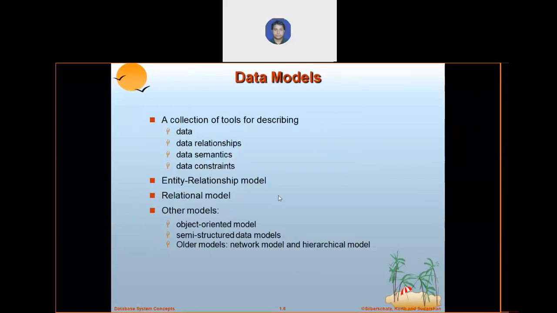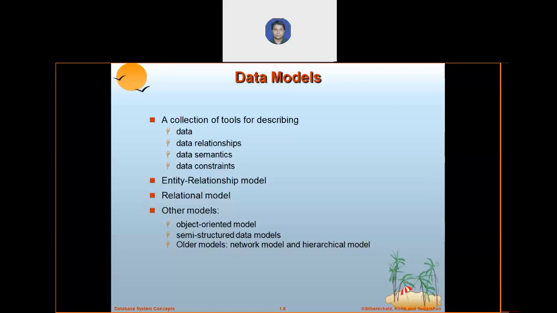The next is data models. A data model is a structure of database. Data model means how you are giving a particular structure to your database. We have four different data models, so data models can be classified into four different types.